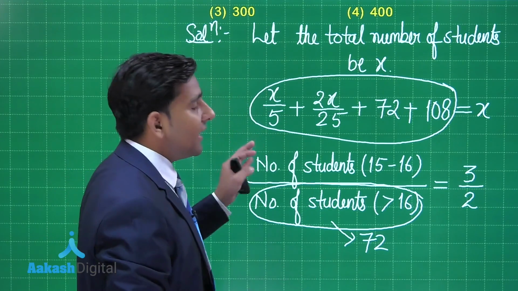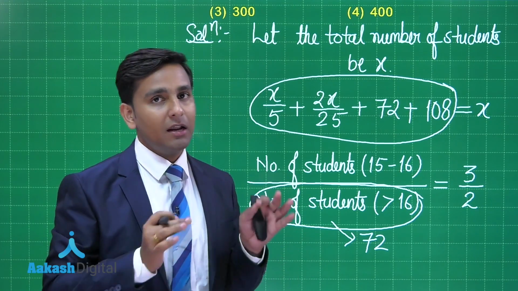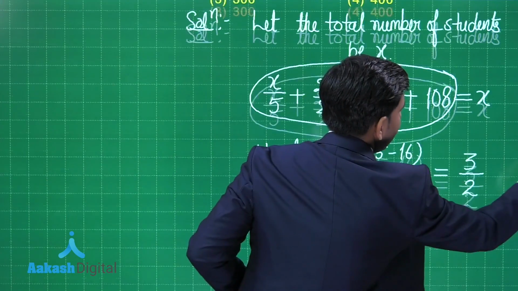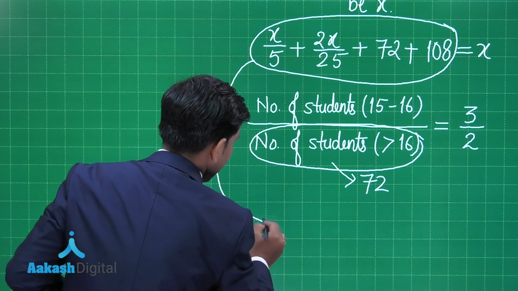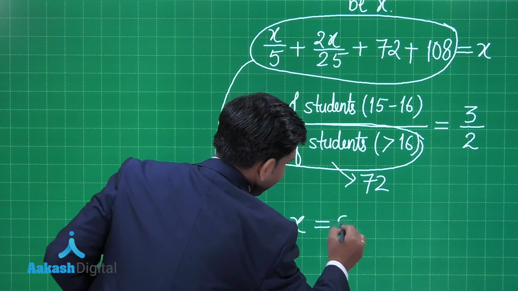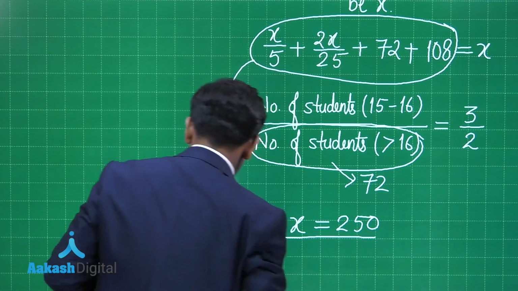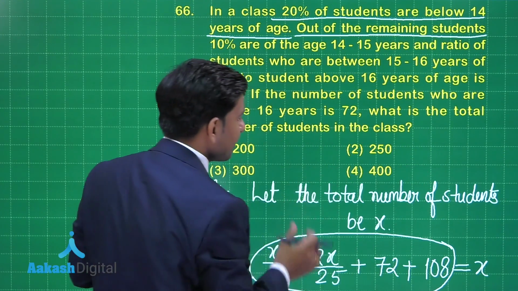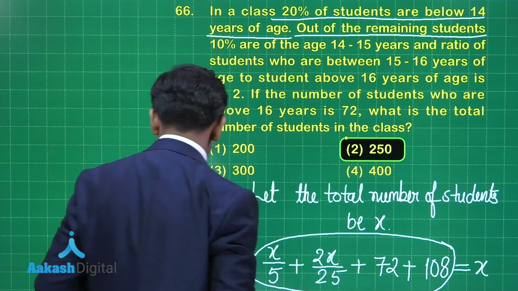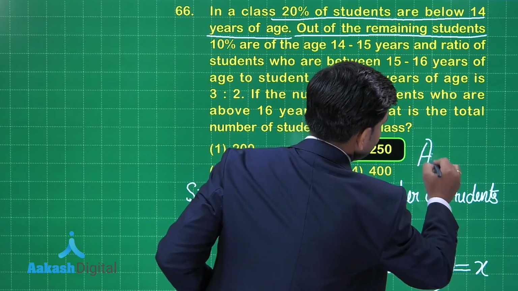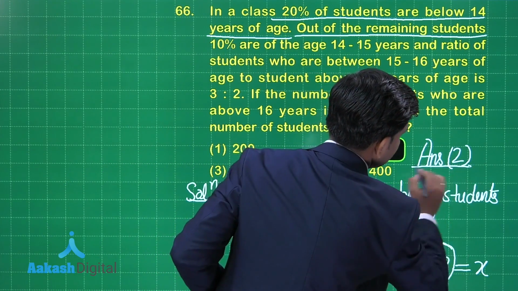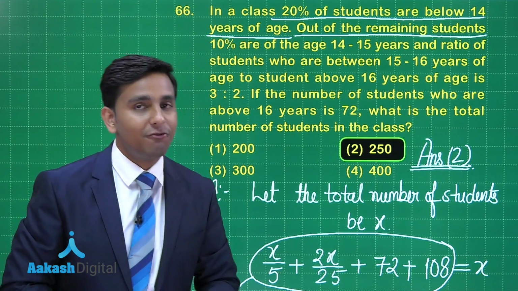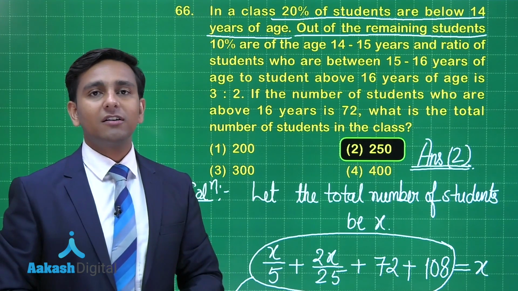So here we are obtaining a linear equation in one variable X. Let's solve this equation. And friends, when we solve this linear equation in one variable X, we'll get the value of X as 250. And out of the given 4 options, we can notice that option number 2 is the correct choice. So you can mark the second option as the correct answer for this question. I hope you understood this question based on the concept of linear equation in one variable. Now let's proceed to the next question.